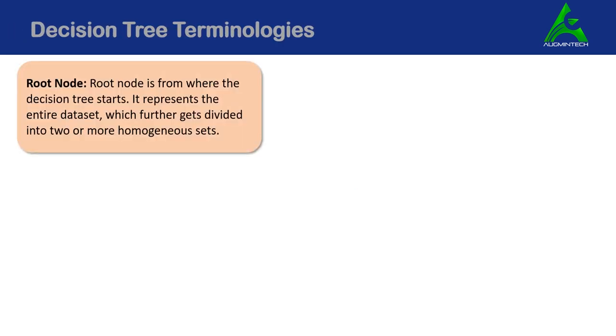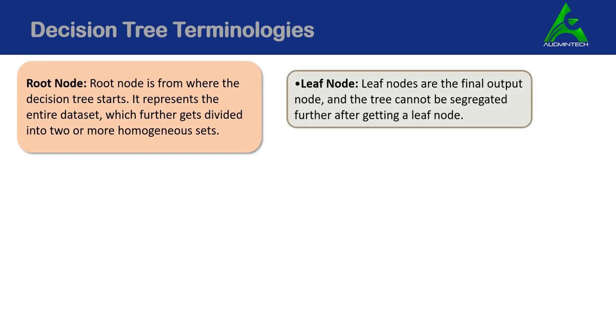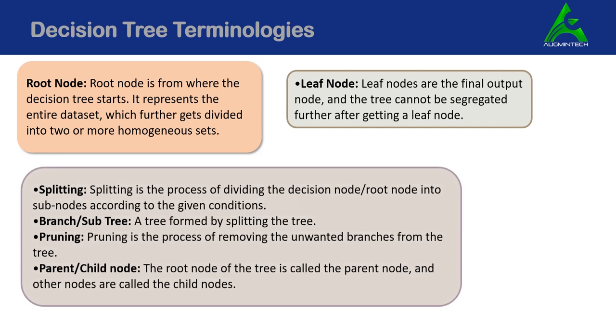Now let's understand the decision tree terminologies. So we first have root node. Root node is from where the decision tree actually starts, and it represents the entire data set, which further gets divided into two or more homogeneous sets. Then we have leaf node, that are the final output node, which will not have any further branches, and the tree cannot be segregated further after getting a leaf node. Then we have splitting. Splitting is the process of dividing the decision node or root node into subnodes according to given conditions.